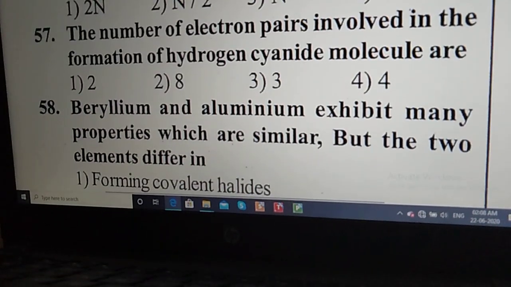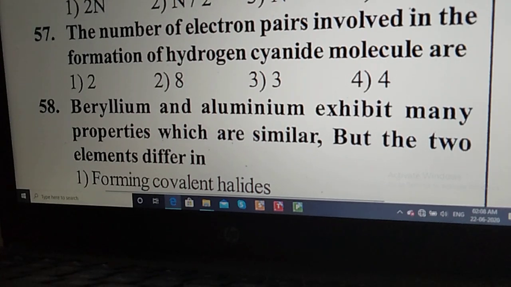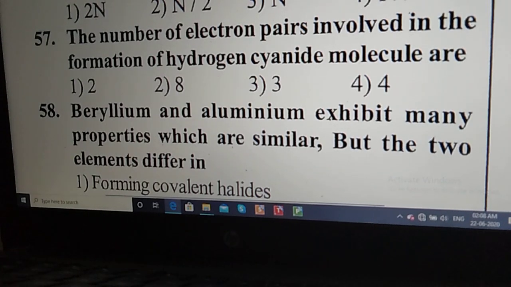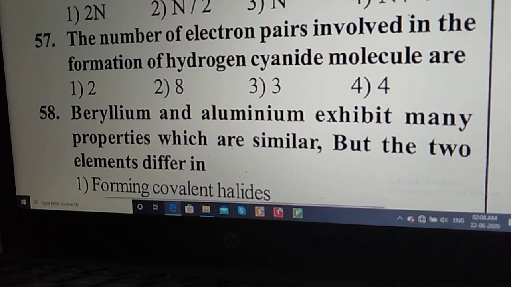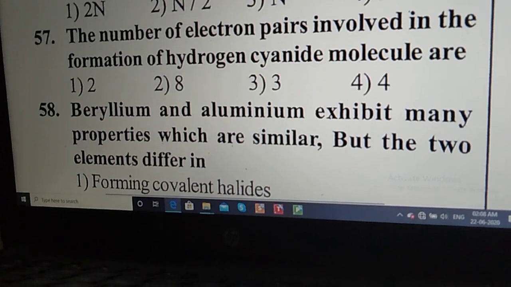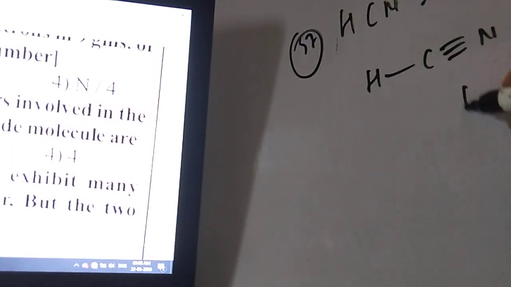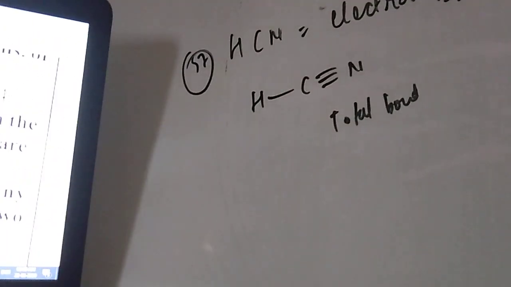Question number 57. The number of electron pairs involved in the formation of hydrogen cyanide molecule are. Okay, quite a better question, students. They are asking the number of electron pairs in the formation of hydrogen cyanide, HCN. Pair means 2. So now take question number 57. What is HCN? H single bond C, triple bond N. So the total bonds, how much is the total number of bonds?